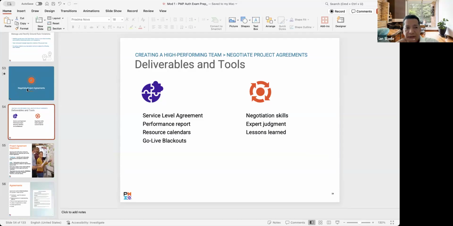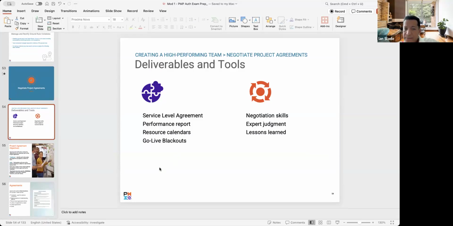So, all right. Negotiation project agreements, SLAs. The service level agreement outlines what are we getting and when are we getting it by. This has a little bit more detail than, say, a master service agreement or the SOW. So this is the service level agreement, or SLAs.